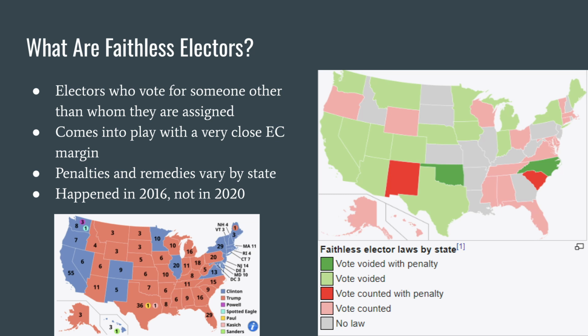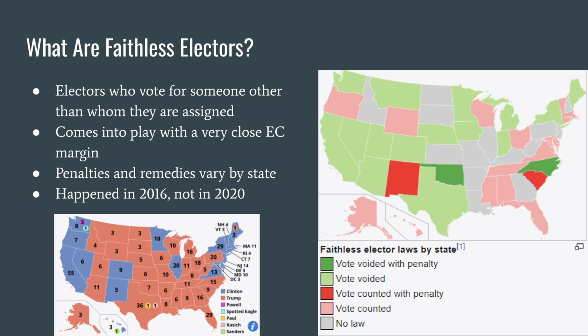Faithless electors did come into play in 2016. You saw lots of people other than Hillary Clinton and Donald Trump in the map down in the bottom left receive electoral votes. This included people like Colin Powell, Faith Spotted Eagle, Rand Paul, John Kasich, and Bernie Sanders, who all received electoral votes, but it didn't end up mattering because the margin of victory was too great.